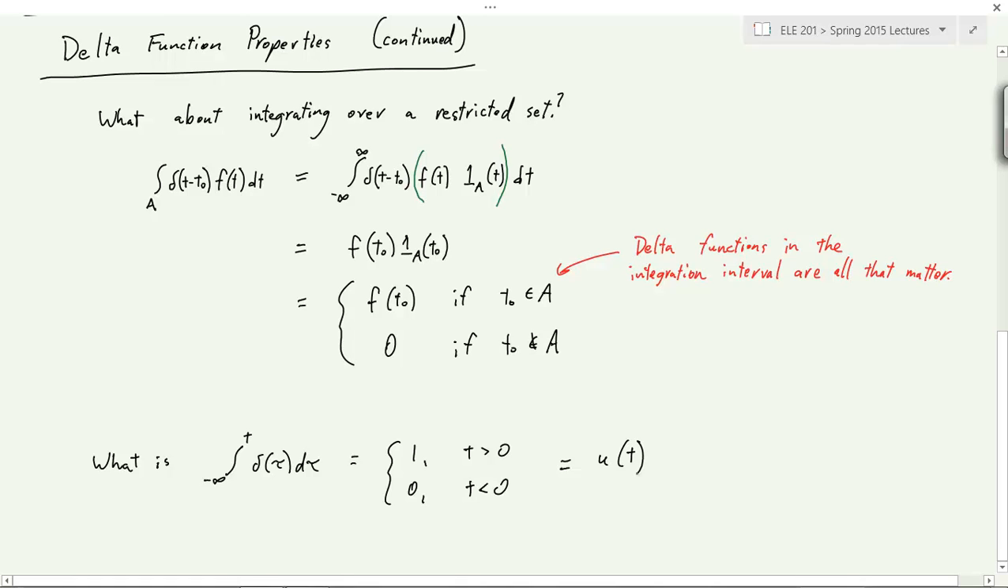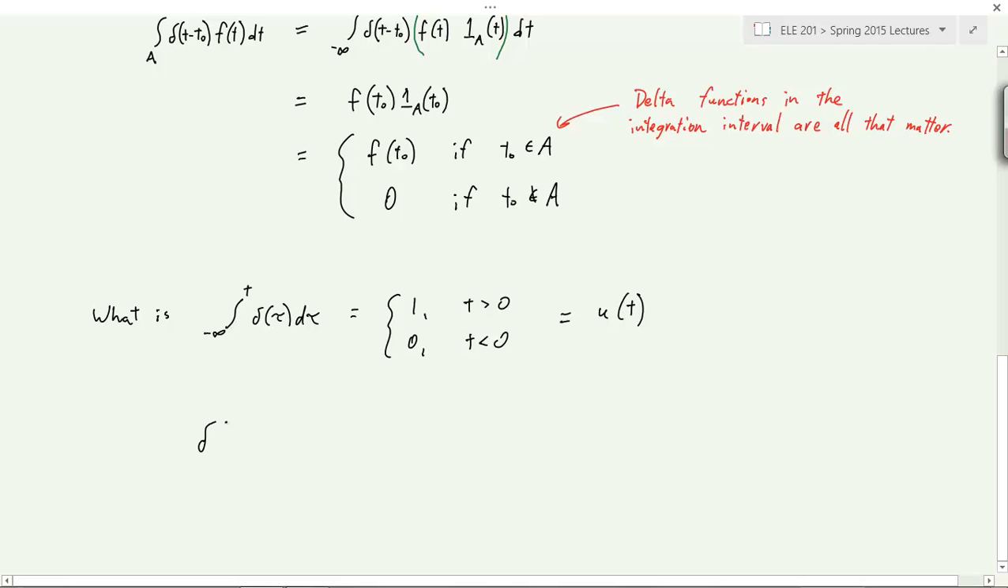Okay? Well, that's nice because we know integration and differentiation are inverses of each other. So one way to think of the delta function is that delta of t equals the derivative of the unit step function. I know some people in this class already had that interpretation from other classes. If you want a derivative of a jump, that's what the delta function is.